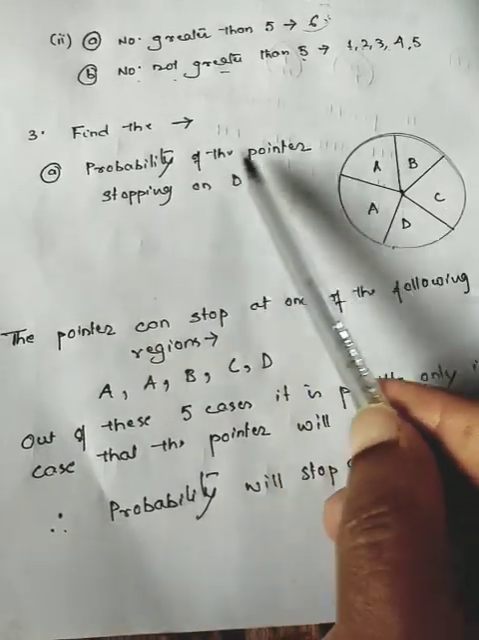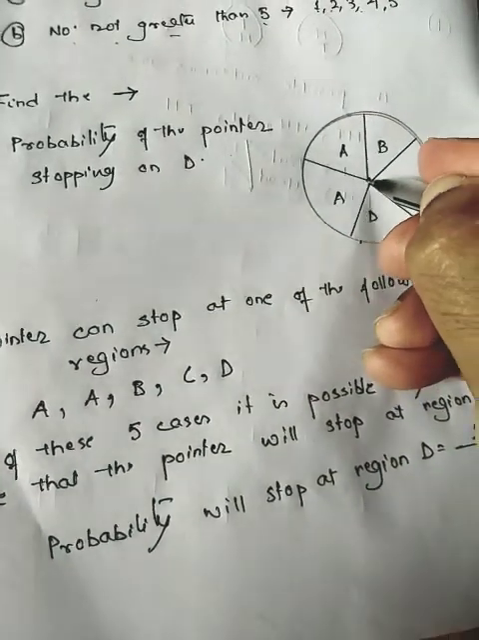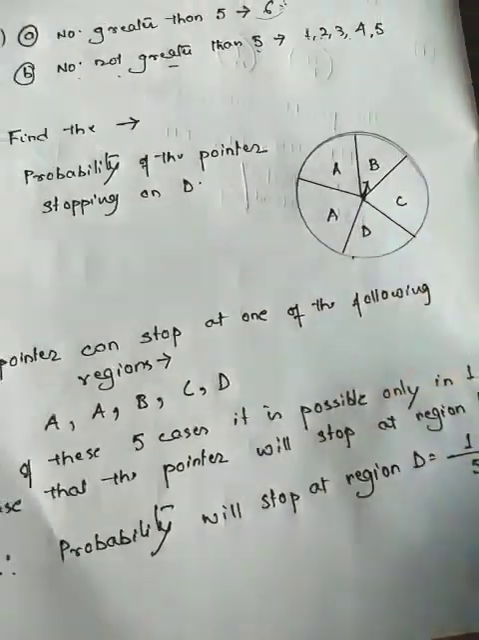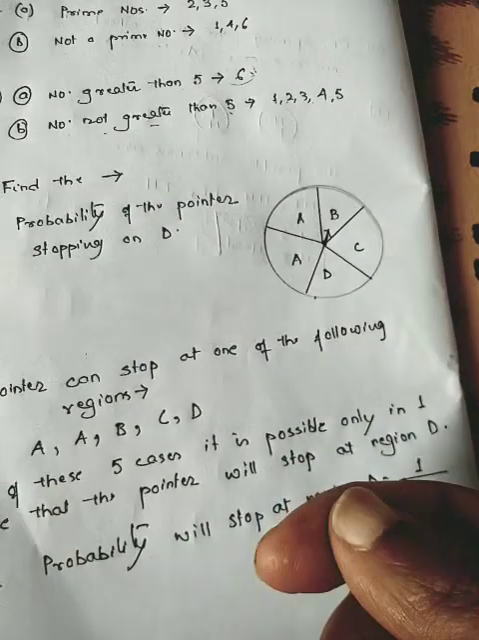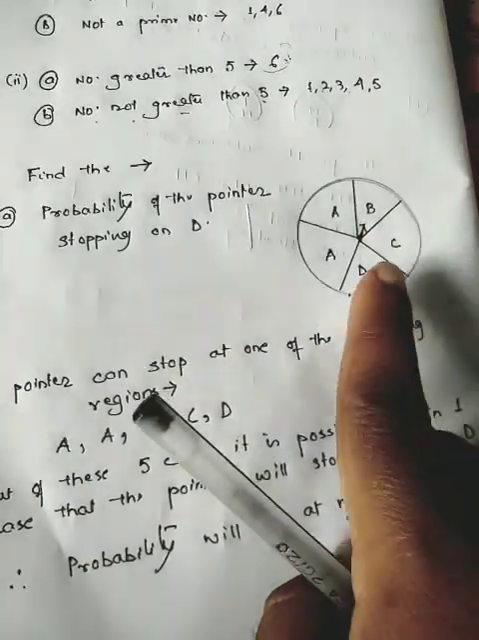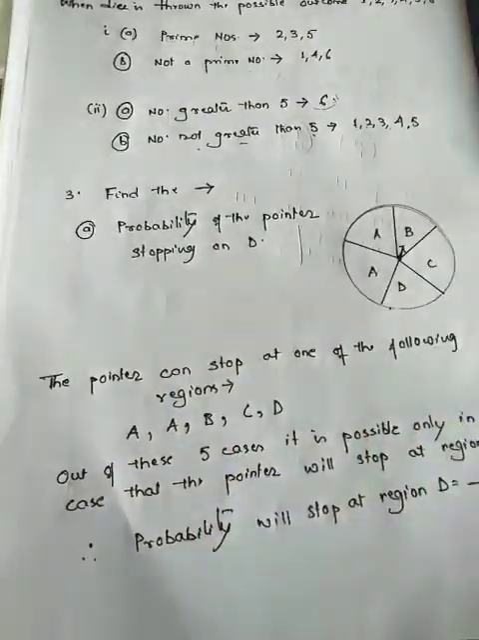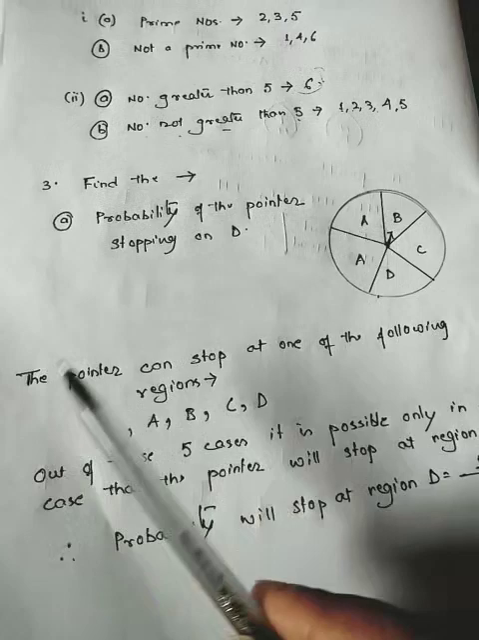See, the probability of the pointer stopping on D. This is a pointer, isn't it? If you swing this wheel, how many times will the pointer point on D? So this is the question. What is the probability? What are the chances? So how do we start the answer?